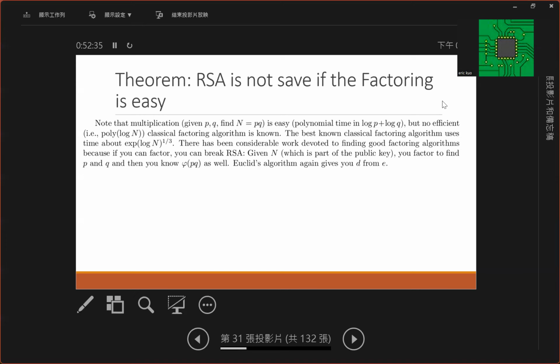As I said, the best non-quantum classical algorithm takes about 2 to the n^(1/3). So there has been considerable work devoted to finding a good factoring algorithm, because if you can factor, then you can break RSA. The reason, as I said, is that if you get n, then you can know P and Q, then you can compute φ(n) from P and Q, and then the algorithm will give you d from e. So this is RSA.